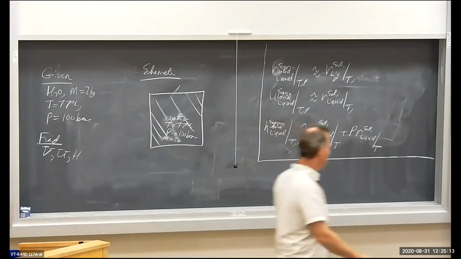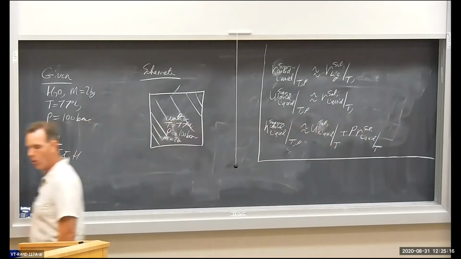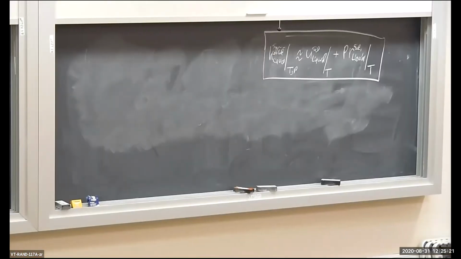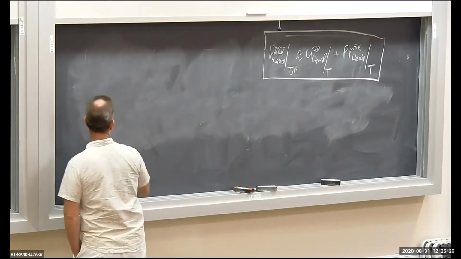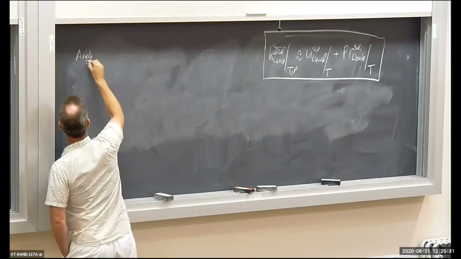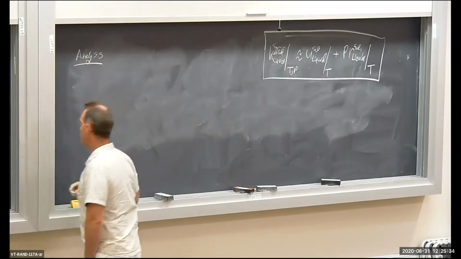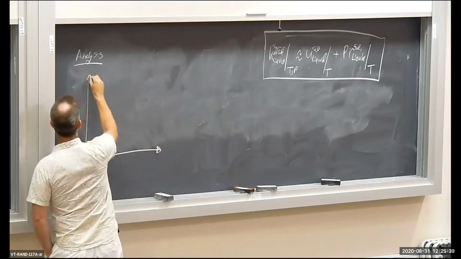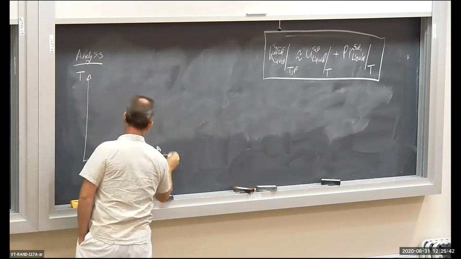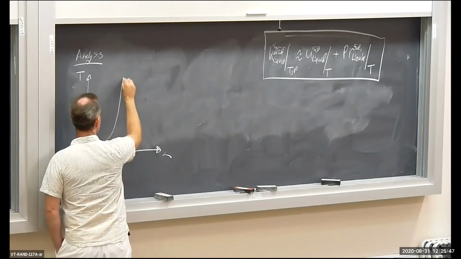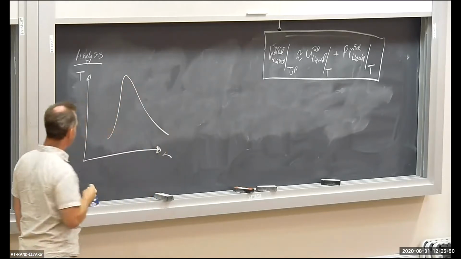Okay, so first of all, let's figure out where we are, what the state is. Always a good idea, necessary to figure out what the state is so we can figure out what tables to use or how to approximate quantities. So, analysis. Here is our T-v plot. So here's our dome.